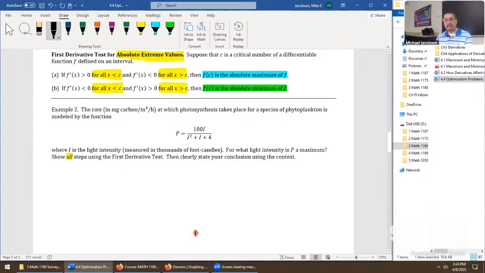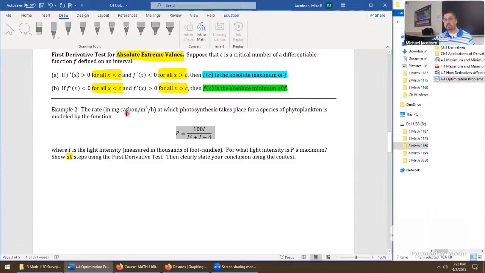Well, before we even do that, let's read through the context. This one is a real applied problem. It says the rate in milligrams of carbon per cubic meter of water per hour at which photosynthesis takes place for some phytoplankton is modeled by this function. Who knows what operation is going on, maybe we're doing some kind of chemical process or some big long term experiment. And we were able to model photosynthesis for the growing phytoplankton in some patch of area.